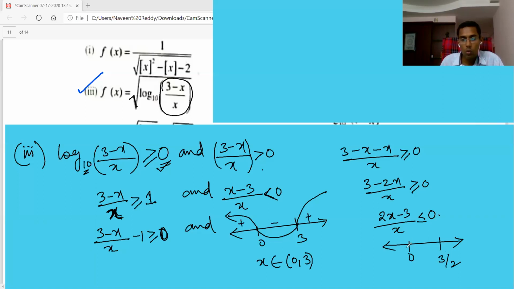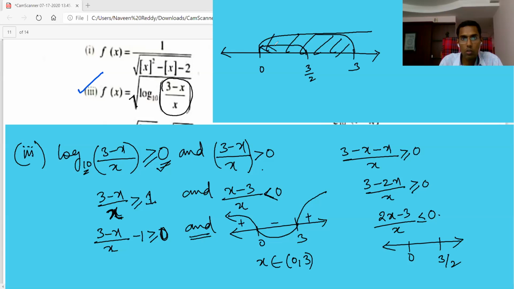Okay, so now we draw and we see the common. And means common. First one is 0 to 3, and the other is 0 to 3 by 2. So 0 to 3 means this one, and 0 to 3 by 2 means this one. What is the common? 0 to 3 by 2 is common.